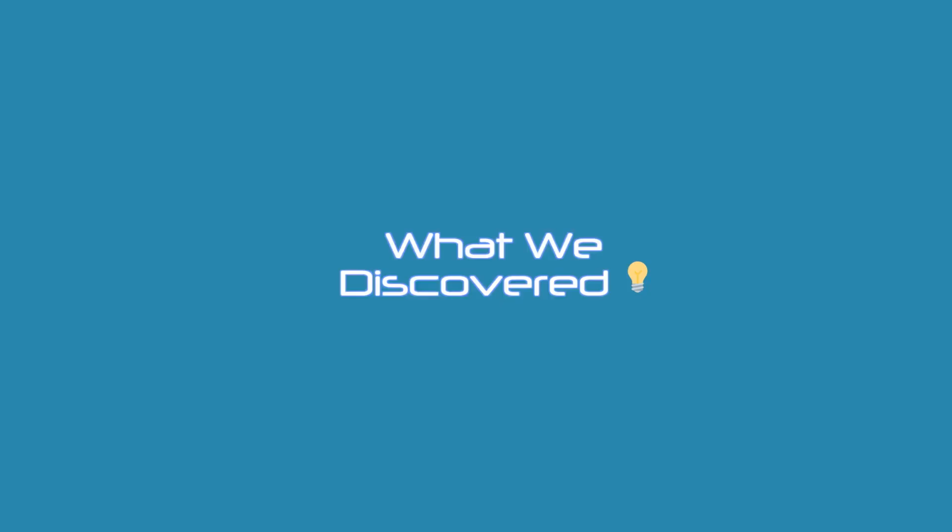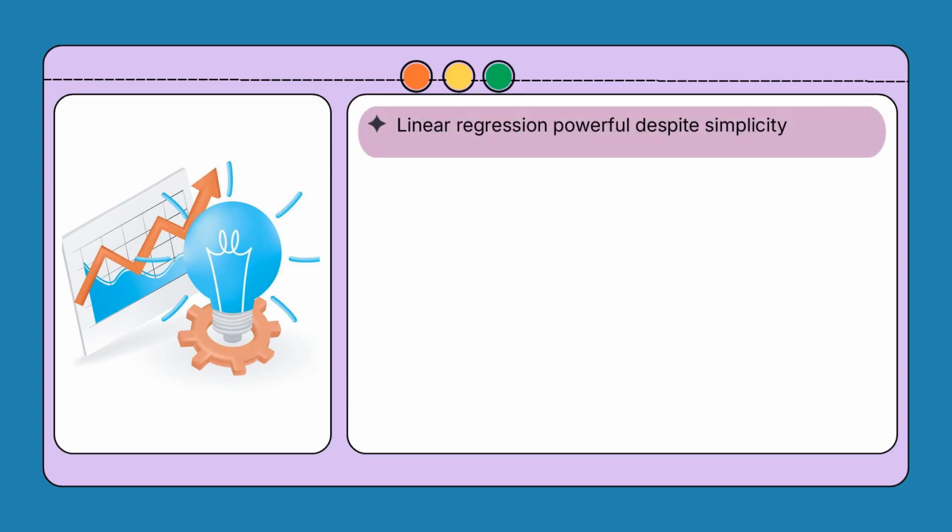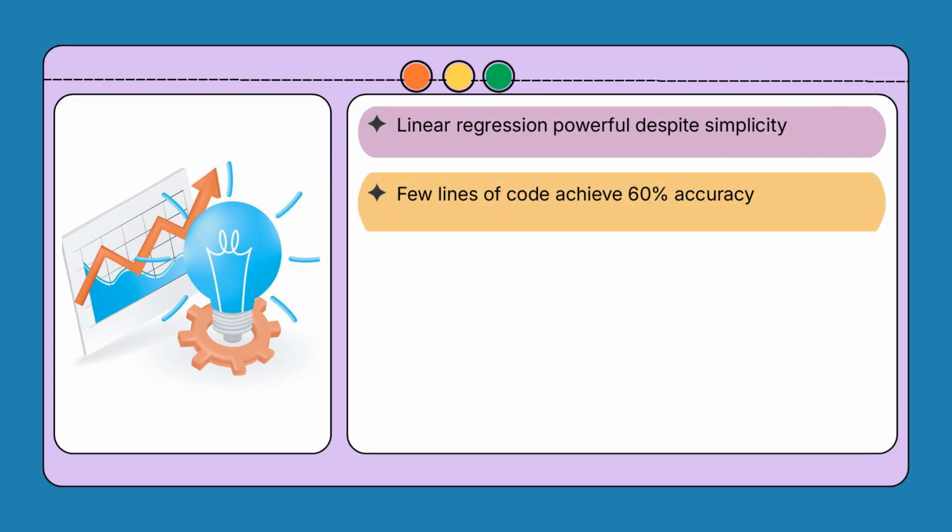Key insights. What we discovered. So what did we learn from this project? First, linear regression is incredibly powerful for its simplicity. With just a few lines of code, we built a model that predicts house prices with 60% accuracy.